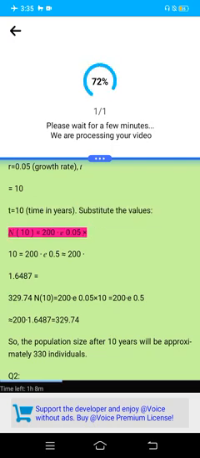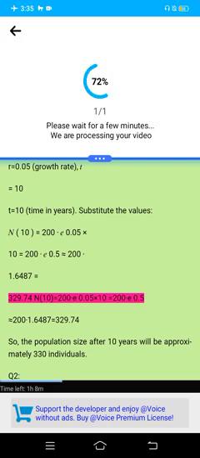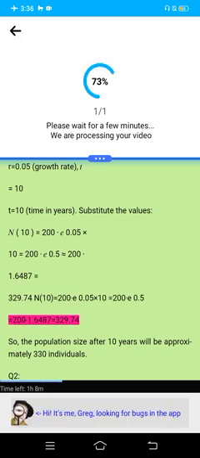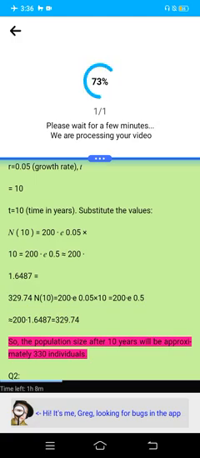Substitute the values. N10 = 200 · e^(0.05 × 10) = 200 · e^0.5 ≈ 200 · 1.6487 = 329.74. So, the population size after 10 years will be approximately 330 individuals.